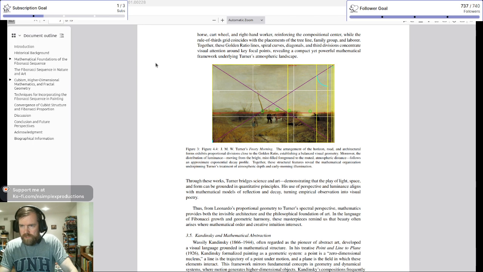Golden ratio lines, spiral curves, diagonals, and third divisions concentrate visual attention around key focal points, revealing a compact yet powerful mathematical framework underlying Turner's atmospheric landscape.